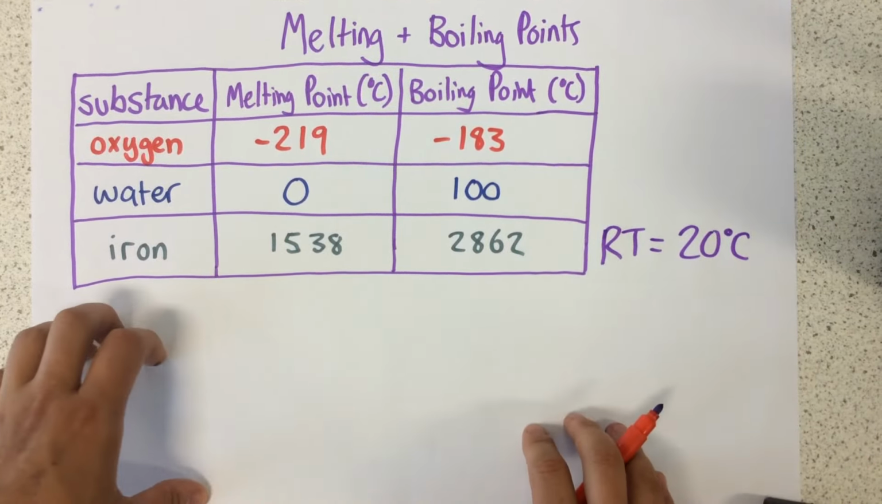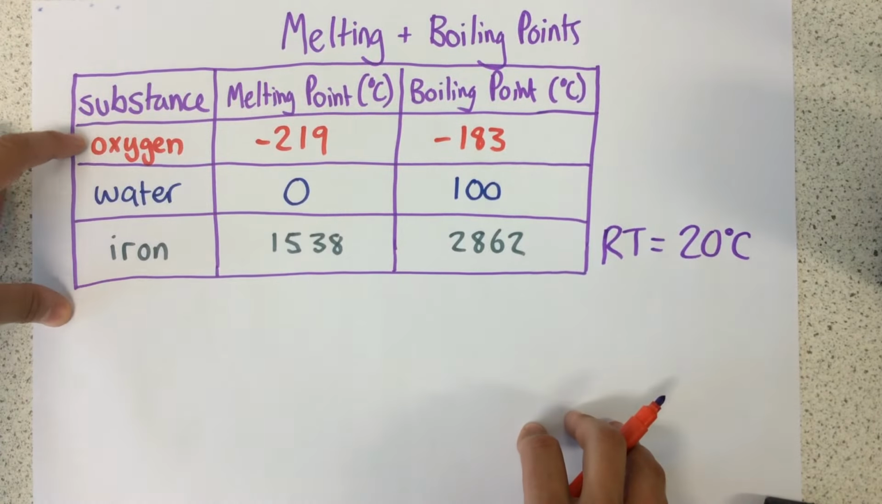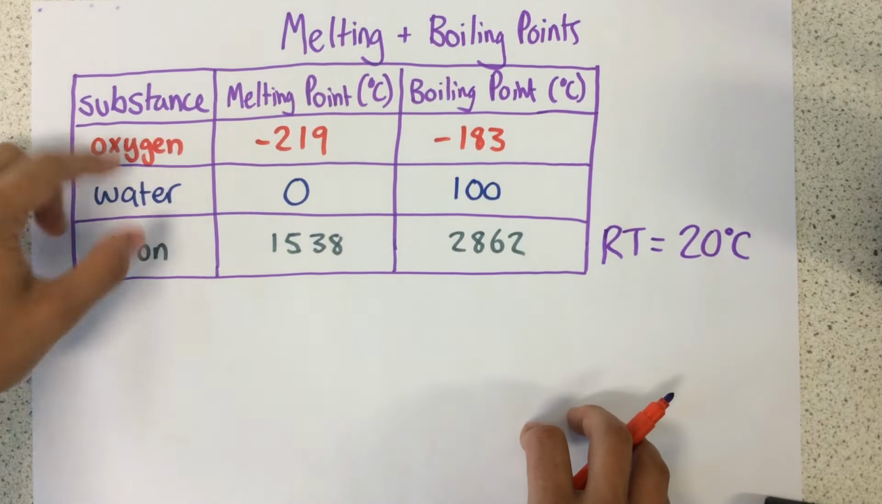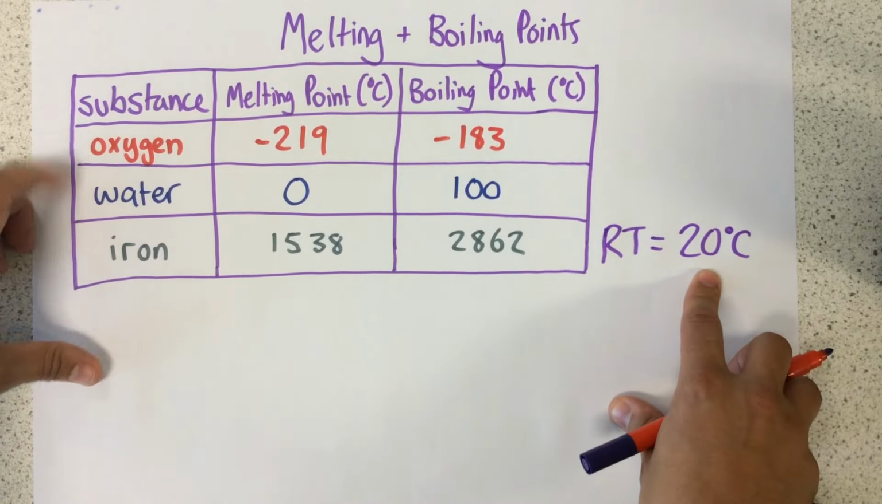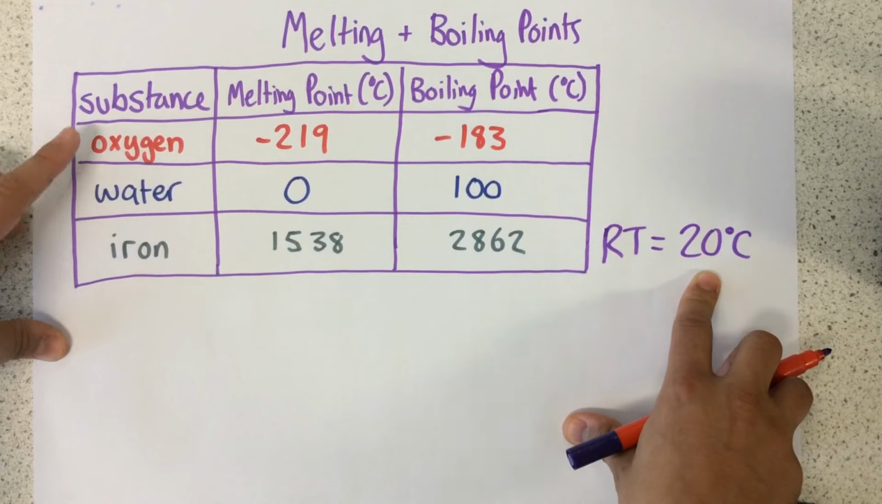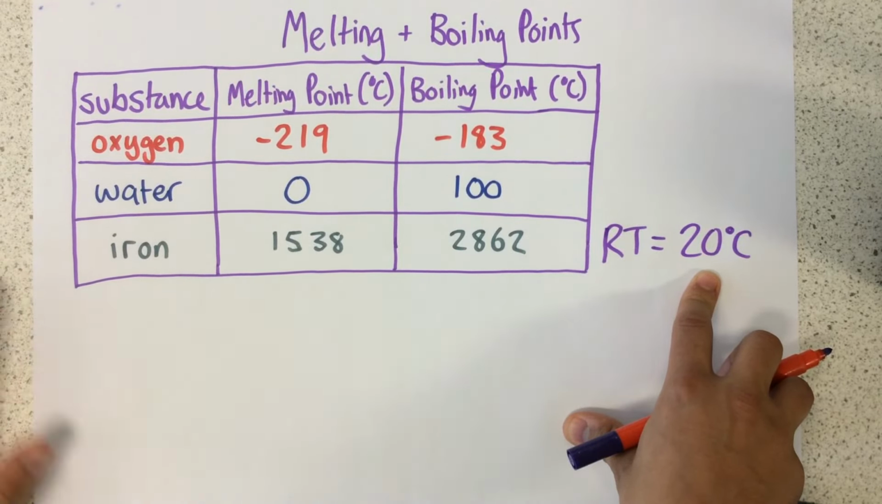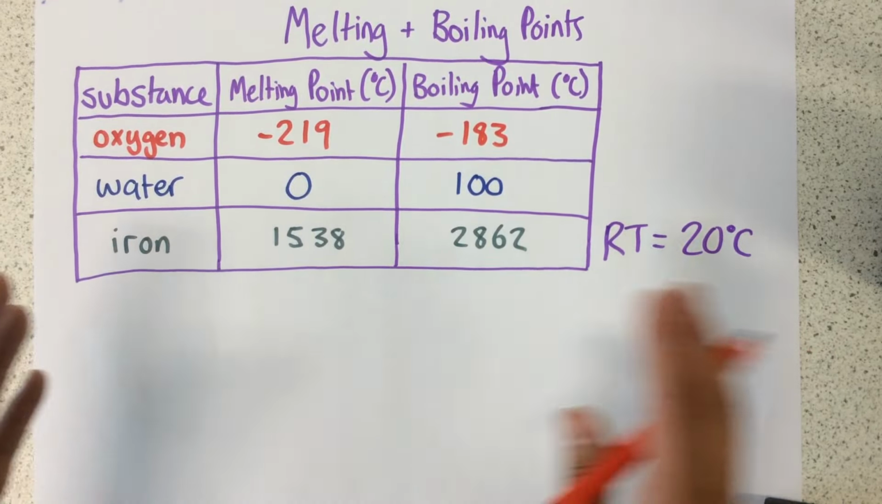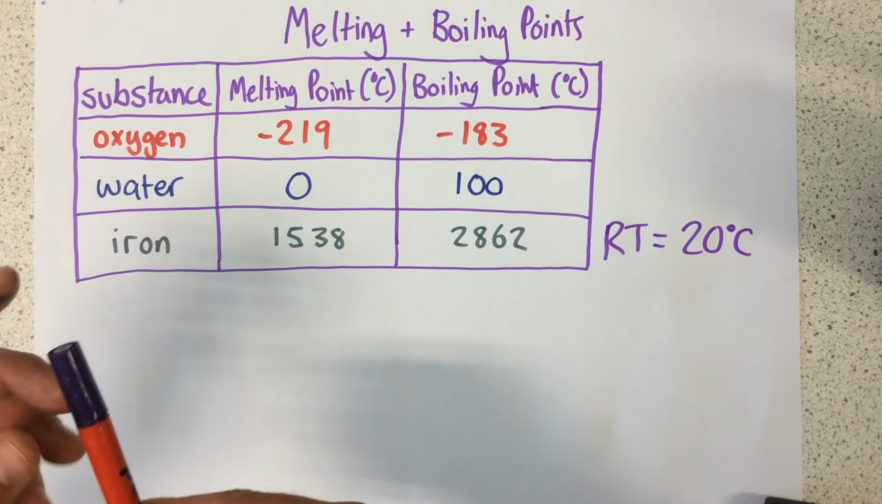Given this information, I have to figure out the state of these three different things at a room temperature of 20 degrees. Now you might already know, or should already know, the state each of these three would be in at room temperature, but I'm going to show you how we can figure it out. Let's say these were mystery substances.